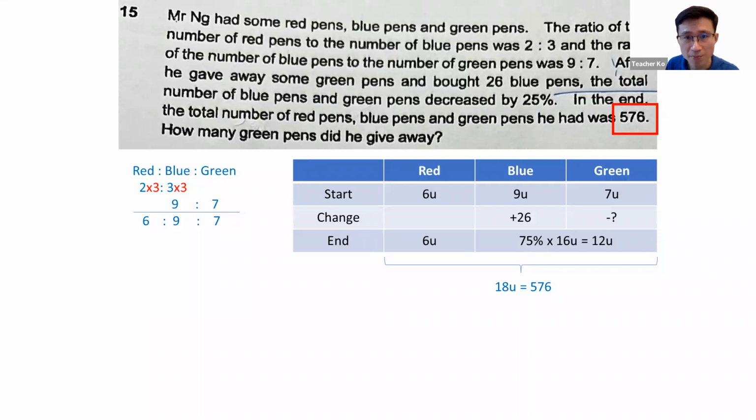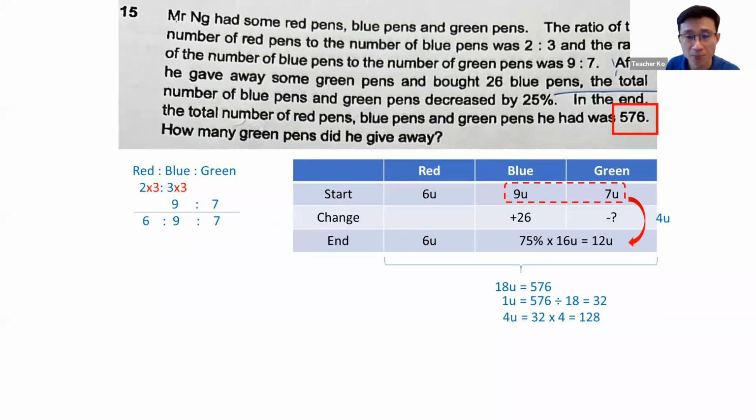So how many green pens did he give away? To know this, we just have to look for 1 unit first, which equals 32. All right, and we know that there's a change of 4 units, right? Because in the beginning, blue and green have 16 units. In the end, there's 12 units. There's a decrease of 4 units, which is a decrease of 128 pens.